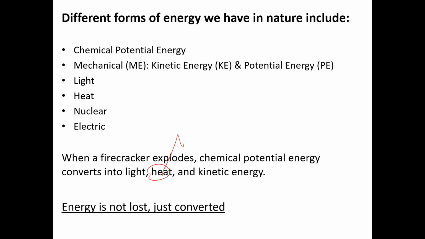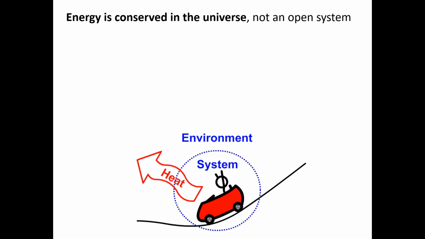So the heat will be going out of the system, the firecracker would be moving, the light would also be kind of lost at that point in time. Not to the universe, just to the system itself. When we're considering the universe, energy is conserved in the universe, but not in an open system.